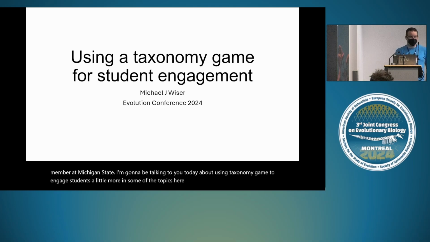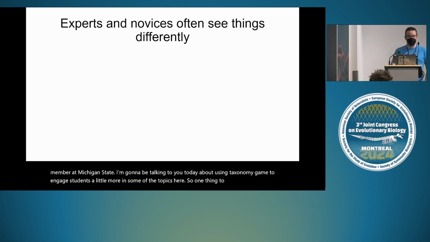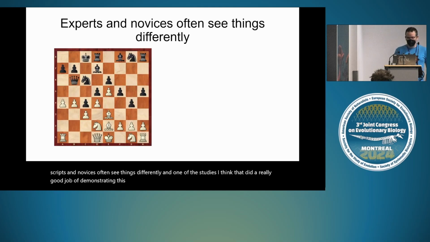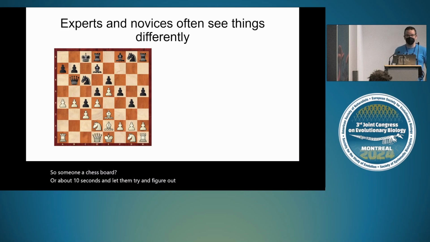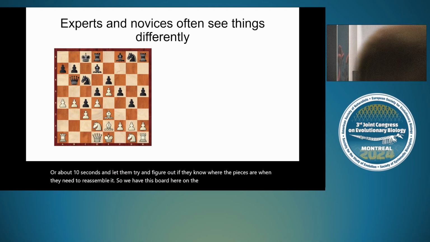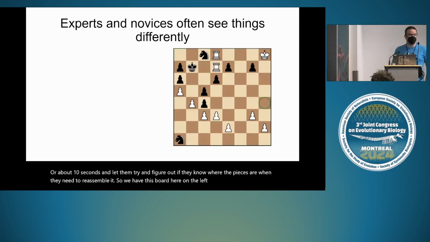So one thing to note as background, experts and novices often see things differently. And one of the studies I think that did a really good job of demonstrating this is show someone a chessboard for about 10 seconds and let them try and figure out if they know where the pieces are when they need to reassemble it. So we have this board here on the left, or alternately, we've got this board on the right.